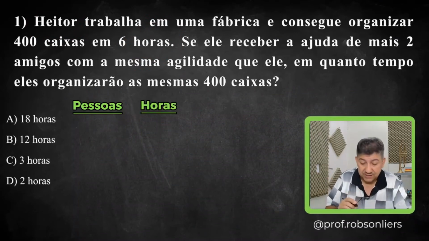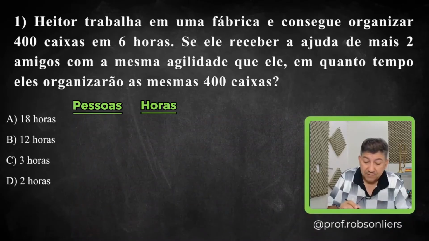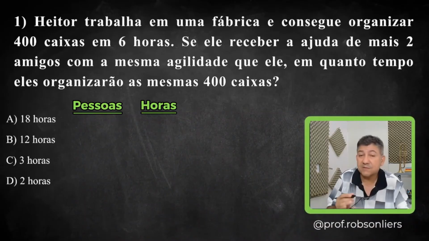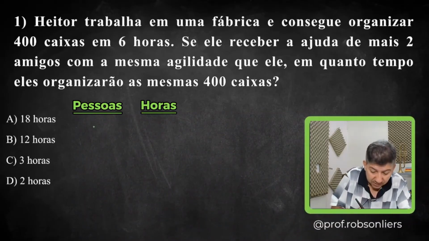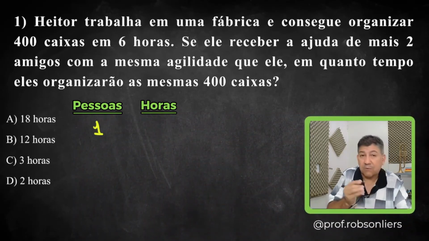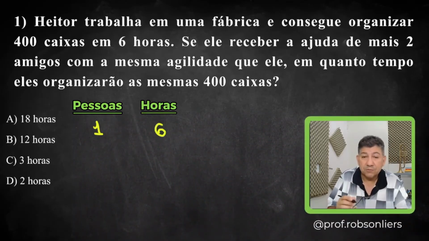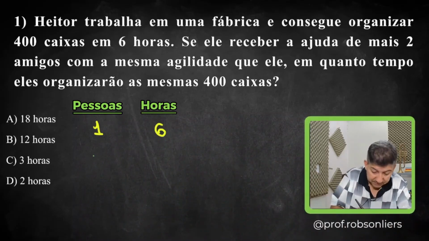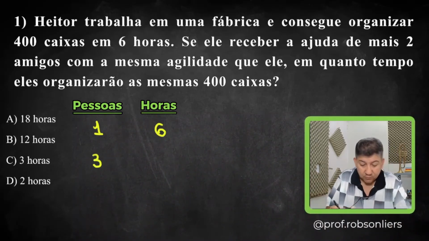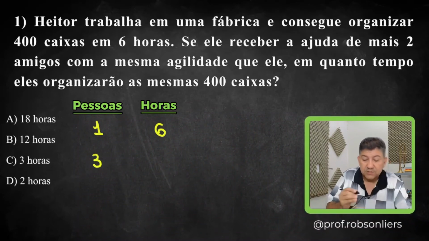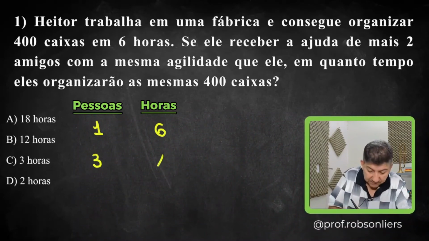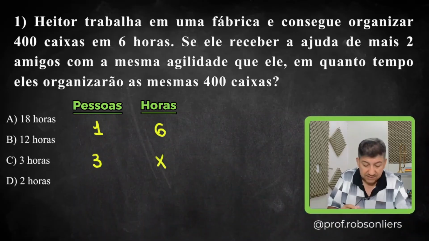Setting up our proportion, notice that Heitor works in a factory and can organize 400 boxes in 6 hours. So Heitor is working alone at this point. It's one person. I'll put it here. One person organizes 400 boxes in 6 hours. I'll put the 6 here, okay? Continuing, if he gets help from 2 more friends, there will be 3 people, right? So there will be 3 people here. How long will it take them to organize the same 400 boxes? The time here is what we want to find. I'll call it X, okay?